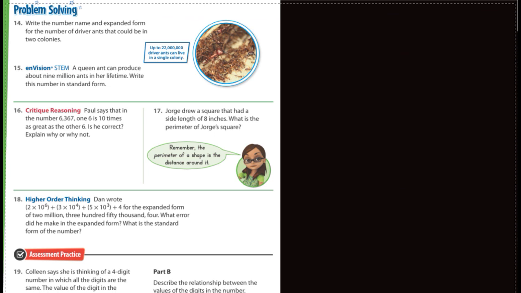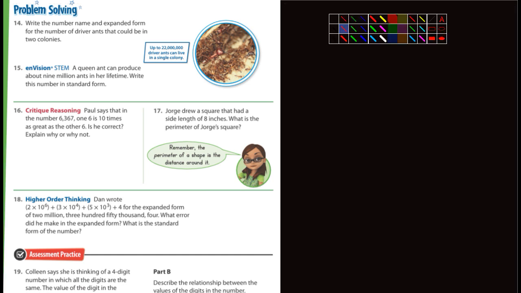Write the number name, oh, there's a key right there, and expanded form for the number of driver ants that could be in 2 colonies. Okay, up to, what is this number here? 22 million driver ants can live in a single colony. And it says 2 colonies. That should tell you something. So we're going to be adding 22 million plus 22 million is 44 million.